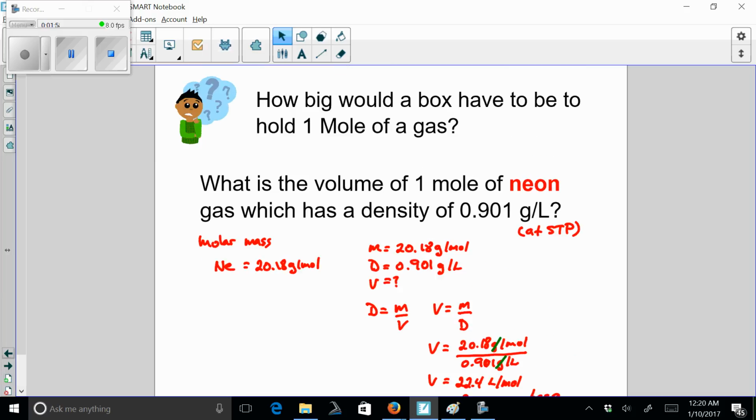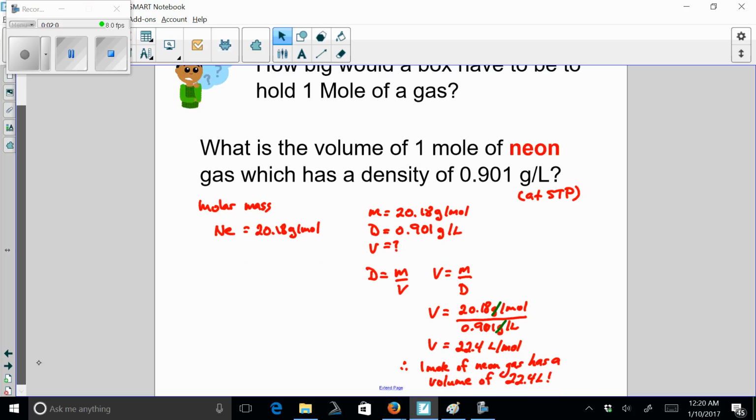All right, let's do the same thing with neon now. Neon gas is a little different. It has a little bit of a larger density. Its density is 0.901 grams per liter at STP. So we're going to look at 1 mole of neon. 1 mole of neon has a molar mass of 20.18 grams per mole, and the density, as it says, is 0.901 grams per liter. We're going to use the same equation as the previous question to figure out the volume, and you end up with 22.4 liters per mole. So again, the same value.